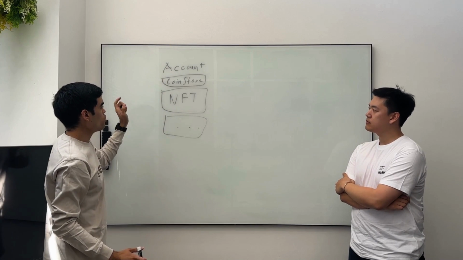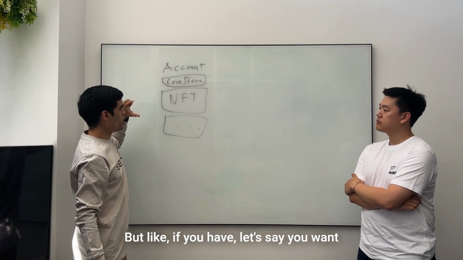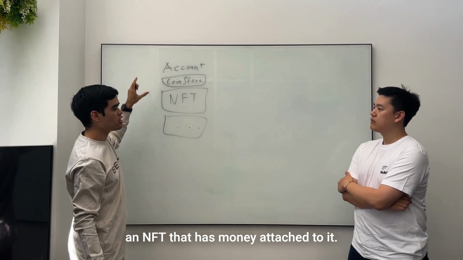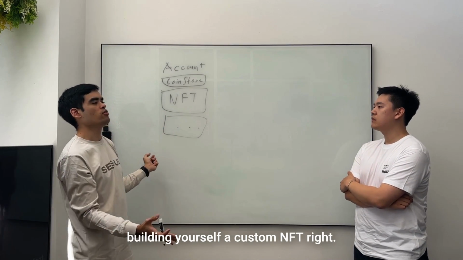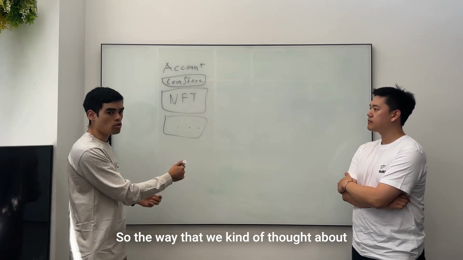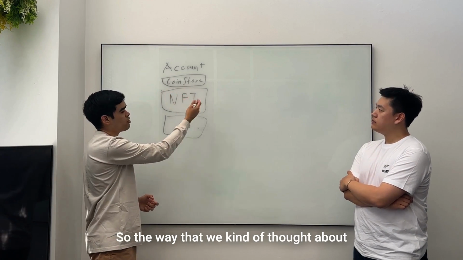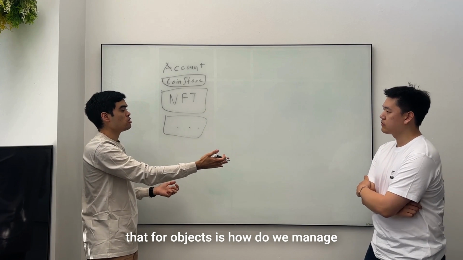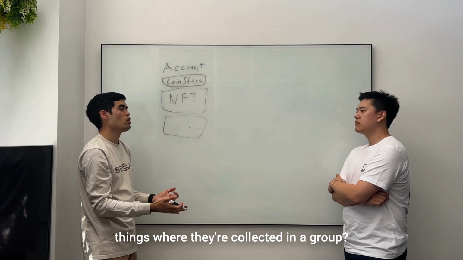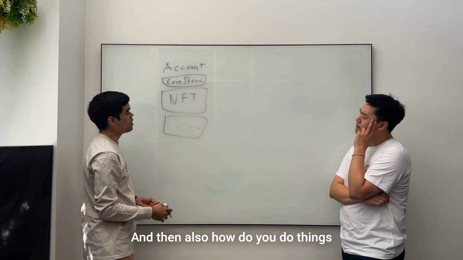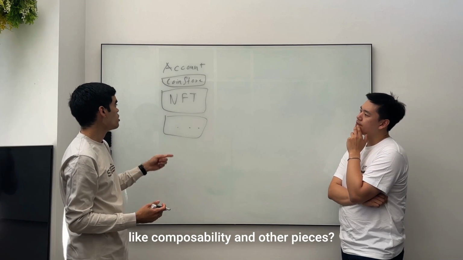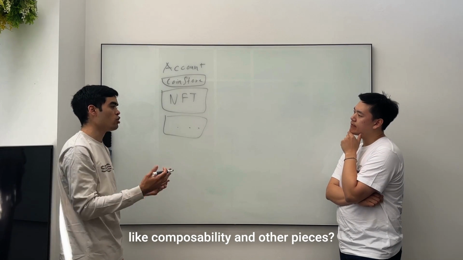Okay. But if you have, let's say you want an NFT that has money attached to it, there's no way here without building yourself a custom NFT mechanism for it. So the way that we thought about that for objects is, how do we manage things where they're collected in a group that makes logical sense? And then also, how do you do things like composability and other pieces?